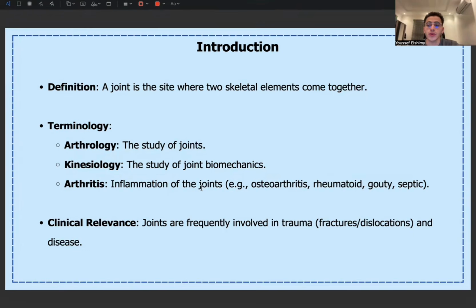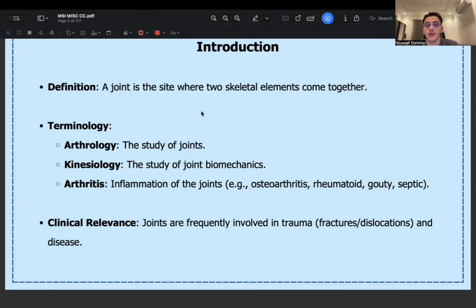Whenever inflammation of the joints occurs, it is called arthritis. And I'm pretty sure by now you guys have covered all types of arthritis, things like osteoarthritis, rheumatoid arthritis, gouty arthritis, as well as septic arthritis. So joints are frequently involved in traumas like fractures, dislocations, as well as a lot of disease conditions. So it is really important for you guys to understand the normal anatomy of the joint in order to be able to understand what conditions or what abnormalities may arise that could affect these joints.